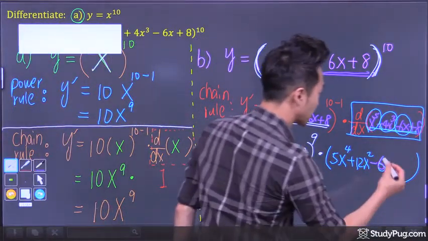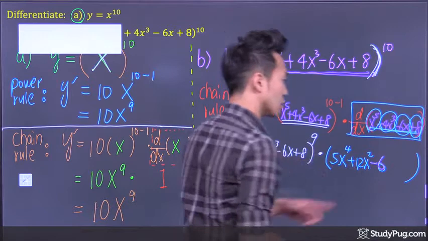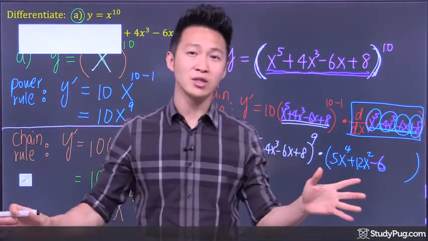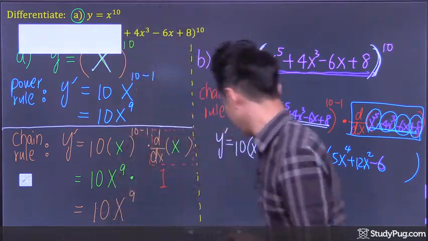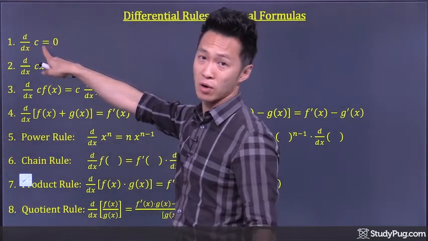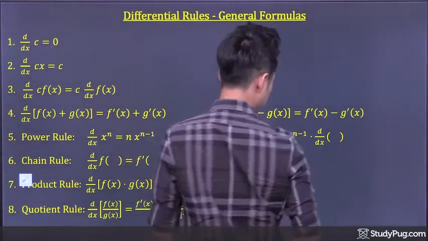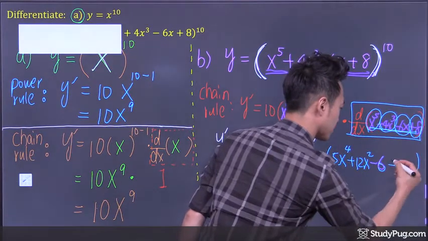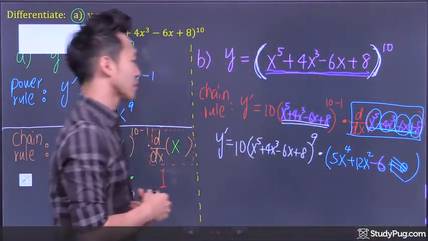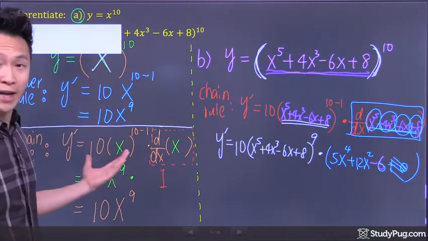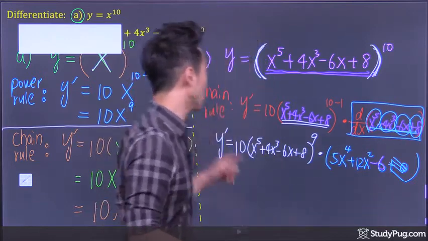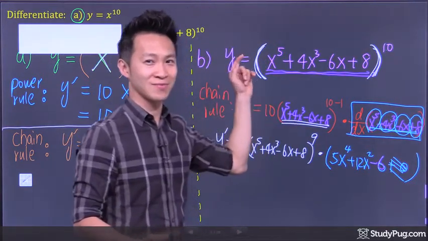Now at the end, what's the derivative of the constant number, positive 8? Derivative of any constant is 0, right? Right here. Derivative of any constant number is 0, right? Yeah. So that's just 0. And with 0, we actually don't have to write it out, right? Okay. And guess what, guys? That's it. This is the derivative of this function.